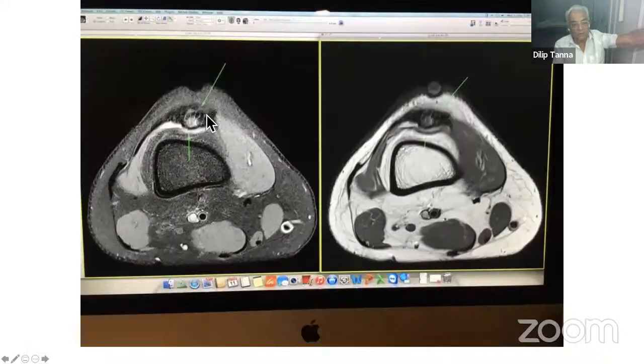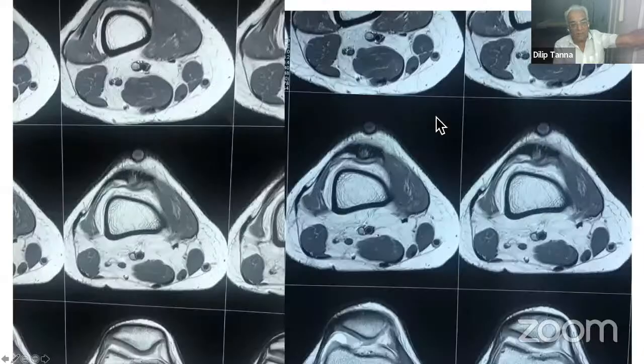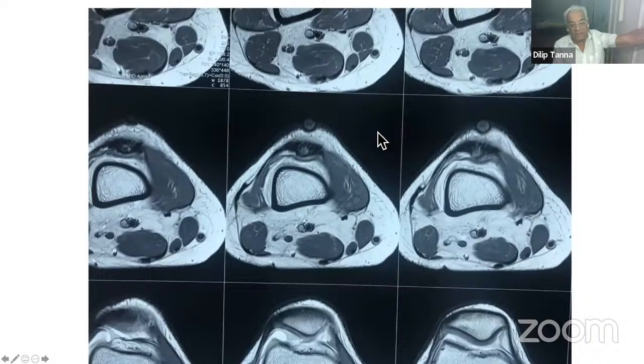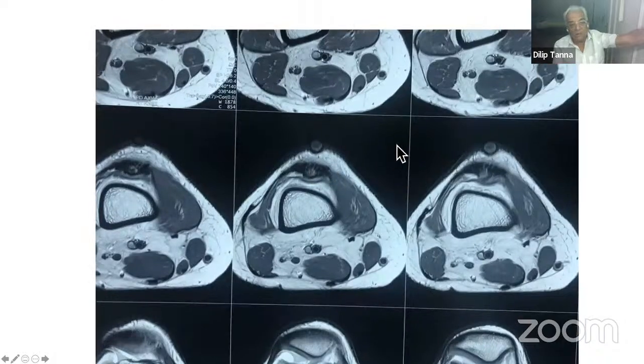This is typically what is seen, the inflammation of the quadriceps muscle. I just didn't know, I have never seen this entity. Here is the tender spot and they showed it is inflamed here. You can see that very well. So here was the marker which was put, and that marker shows this inflammatory area. Now what to do?